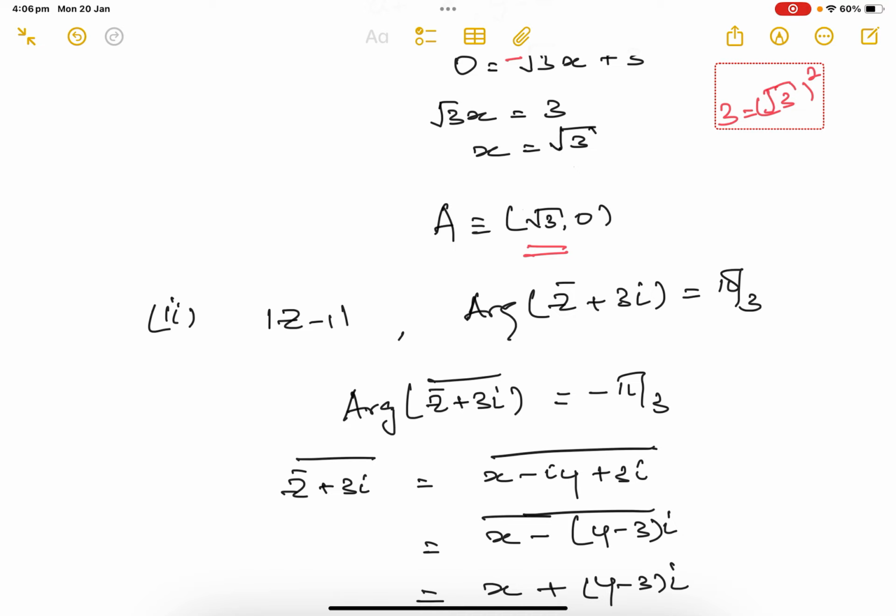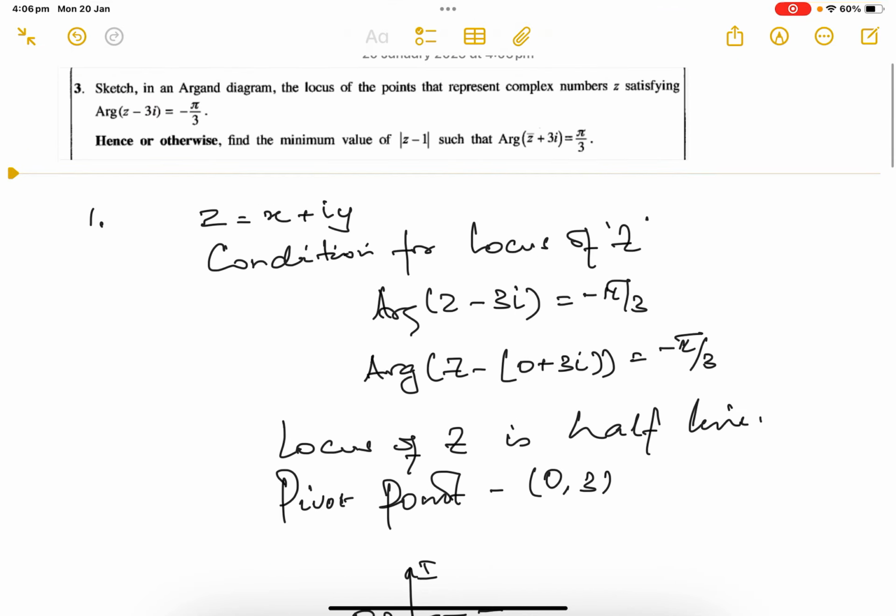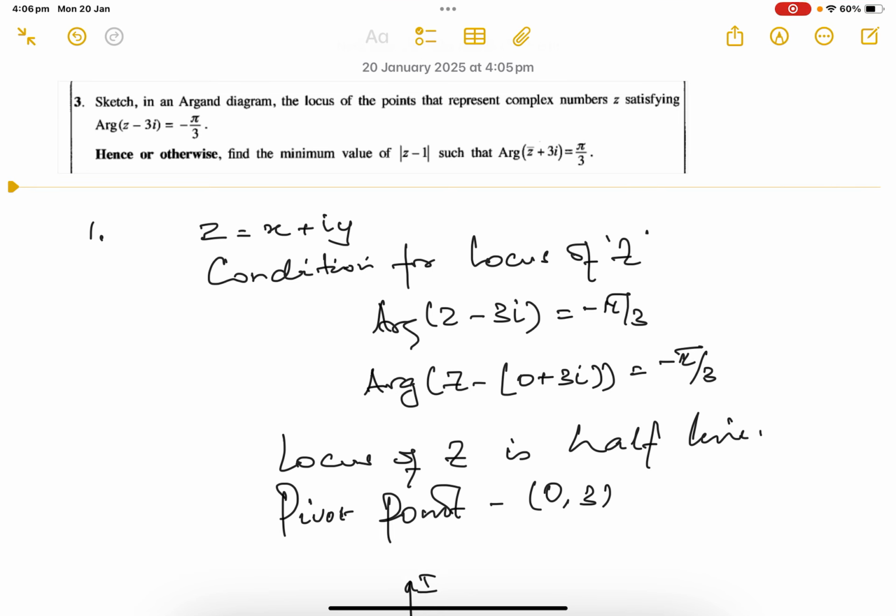Right, let's look at the second question. Hence or otherwise is a very strong hint that the first part will help us solve the second part. Find the minimum value of the modulus of z minus 1, which is a distance, such that the argument of the conjugate of z plus 3i equals pi by 3. In other words, for the vector z minus 1, the argument is given. Let's see.